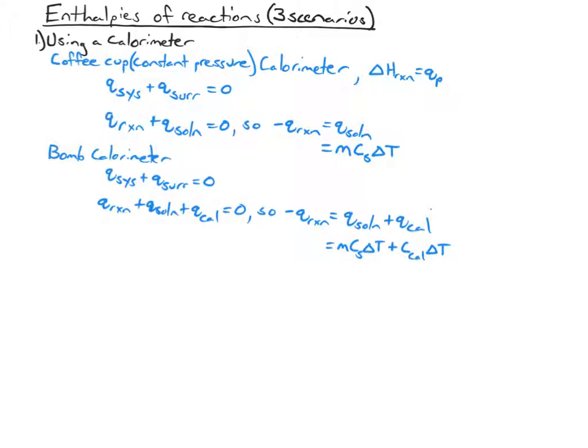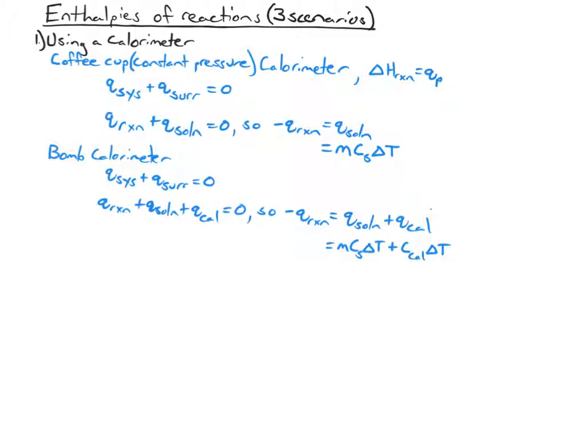Now remember, energy can be transferred as either heat or by work. But in the coffee cup calorimeter, where we're talking about constant pressure, we're really just looking at the heat being transferred, which is equal to the change in enthalpy of that reaction. So under that scenario, we have the system and the surroundings. Whatever is released by the system has to be gained by the surroundings, or vice versa. And so Q of the system plus Q of the surroundings has to be equal to 0 because energy can neither be created nor destroyed.